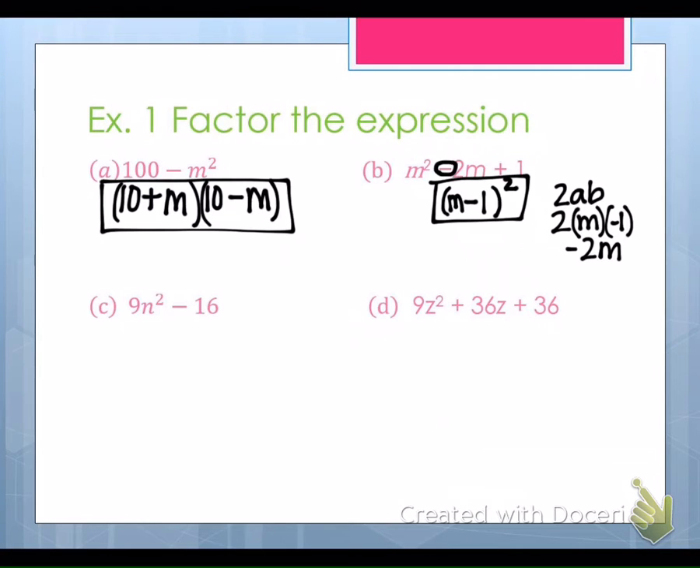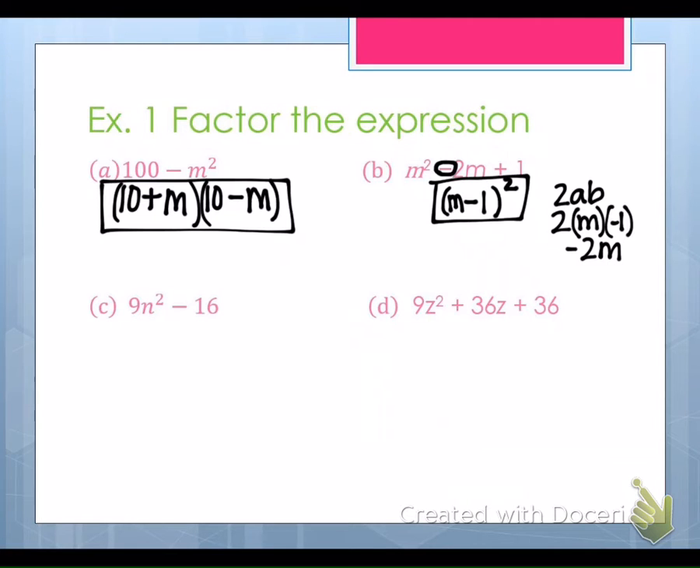First of all, what jumps out at you? It's a binomial. What kind of a binomial? It's what kind of a problem? Subtraction. Now look at the leading coefficient. Is it a 1? So what is the first thing we have to check for when we figure out that our leading coefficient is not a 1? A GCF. So looking at 9 and 16, is there a number that goes into both 9 and 16? There is no GCF. There's no number that goes into both 9 and 16.